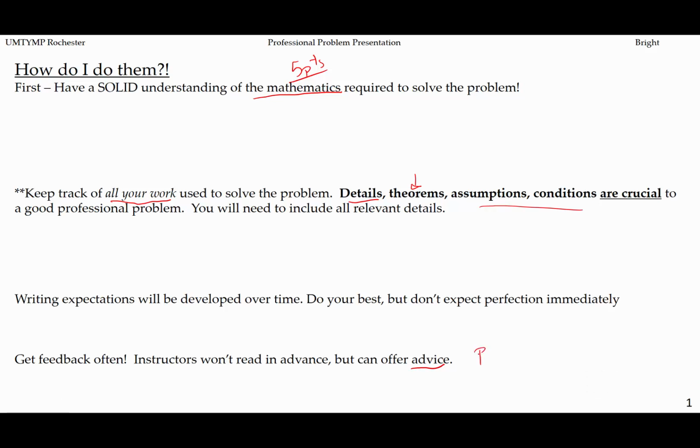Another thing I would encourage you to do is to have peers review your solution or your professional problem, right? Get feedback from another student. Say, you know what, do you understand this? Am I missing anything here? You could even ask an older student or maybe even a parent or a teacher and just kind of see if they understand what you're saying, okay? So some things to keep in mind.